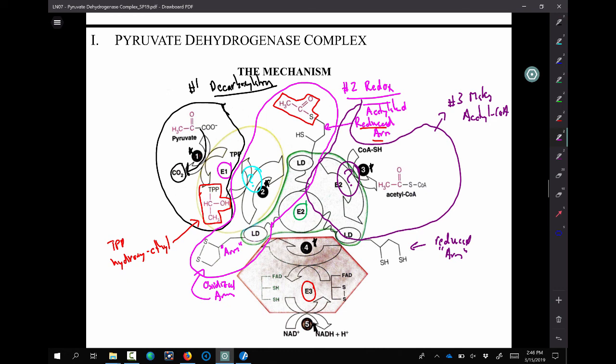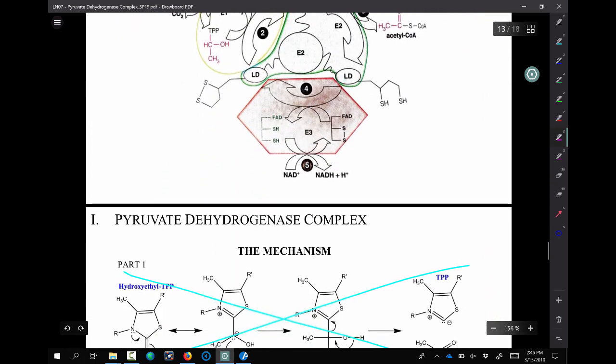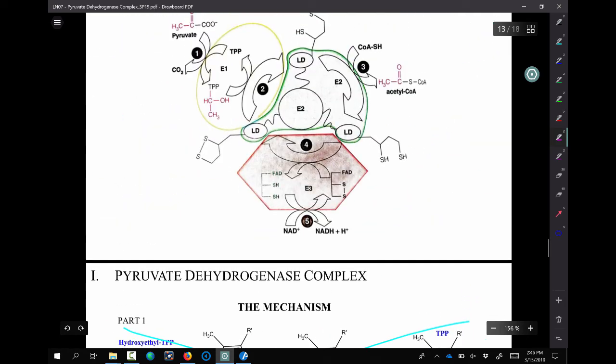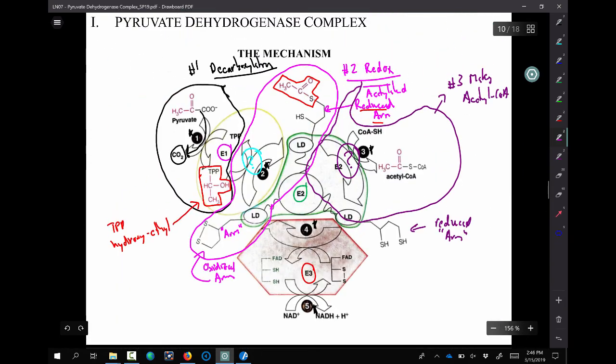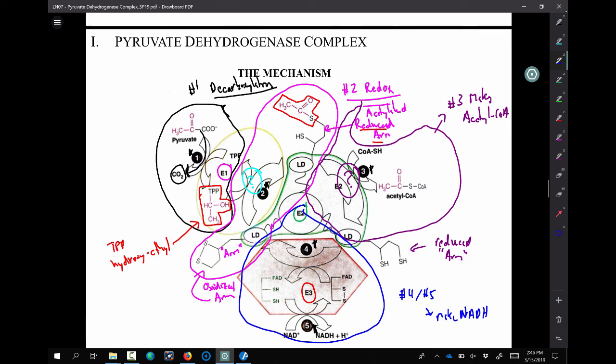All right, now, down here, steps 4 and 5, I will put on a single slide. Let's find some empty space here. Steps 4 and 5. I'll come back here and just highlight this guy right here. Number 4 and number 5 make NADH. That's steps 4 and 5.